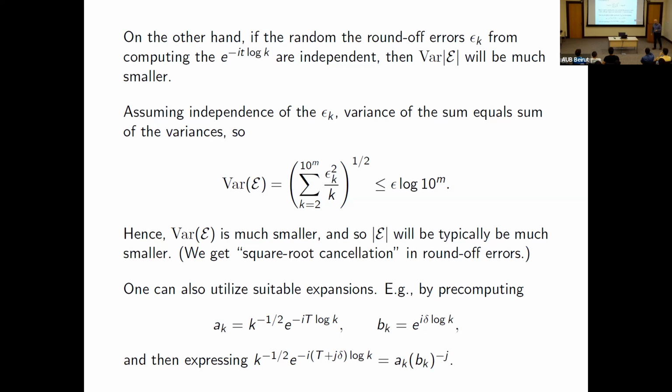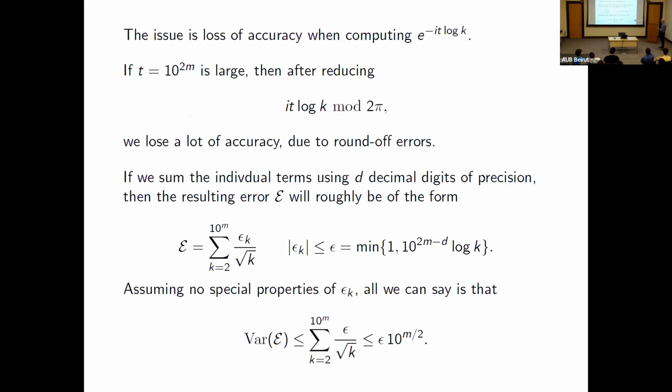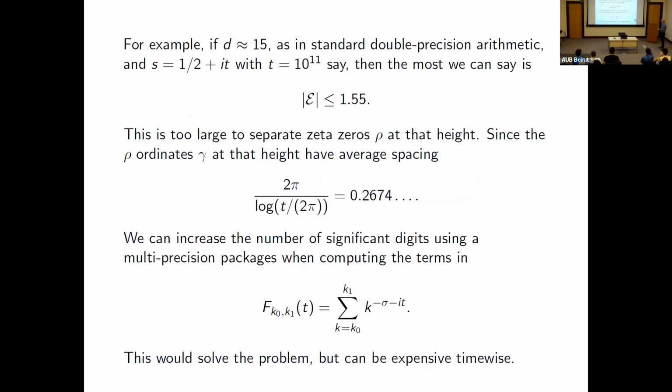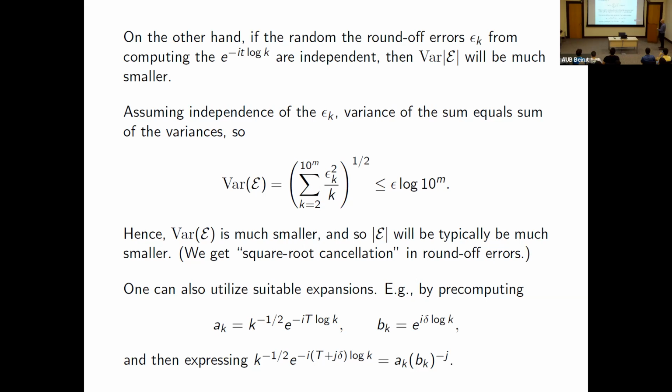It's less than 1. Will it be less than the spacing? I actually didn't calculate the spacing, but I'm pretty sure that it will be less, yes. Because the log of 10 to the m, when 2m is like 11, this logarithm would be at most 100, and epsilon is already of size 10 to the minus 15 times some small integer, so this will be far less than a quarter, which is the average spacing at that height.